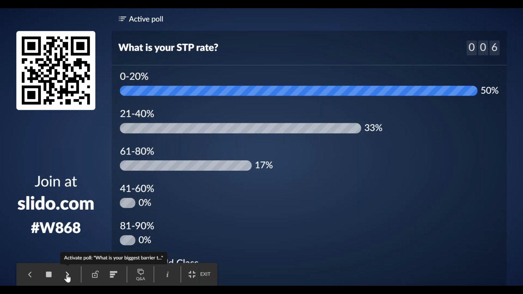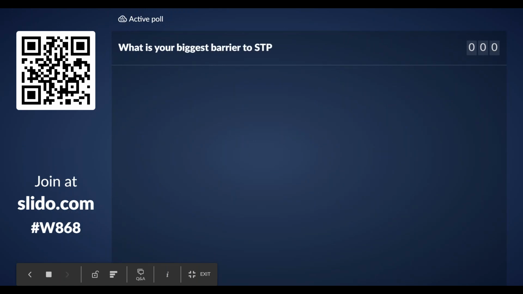Again, when we share the slides afterwards, I've got the results of these, so I'm happy to share them with everyone else so you get an idea of what they're doing. And then finally, just to frame up the conversation: what's your biggest barrier to straight through processing? What is the thing that stops you being able to perform straight through processing for AP? This is your opportunity to share in public the things that cause you those problems.